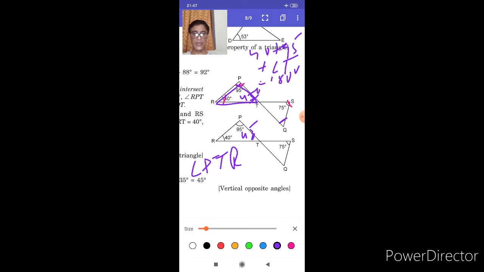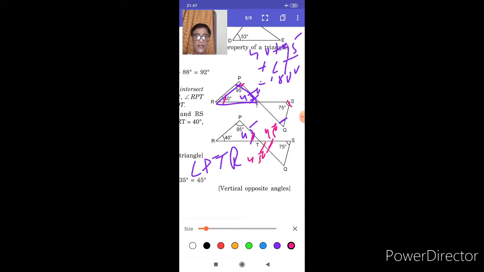Now see this angle and see this angle, and these angles are equal. If this one is 45, this one is also 45. How, students? By vertically opposite angles. So now the value of this angle is also 45 degrees.